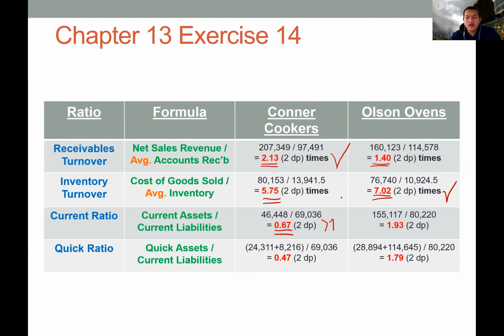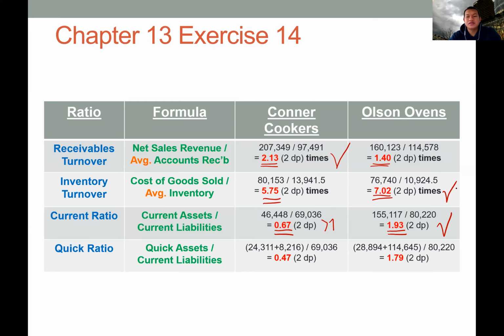Okay, but Olson is okay. I think 1.93. So they have sufficient current assets to satisfy current liabilities. Okay. Next one is the quick ratio.